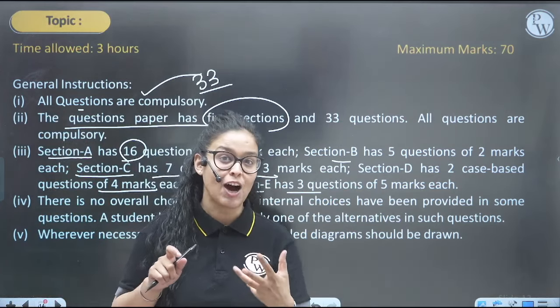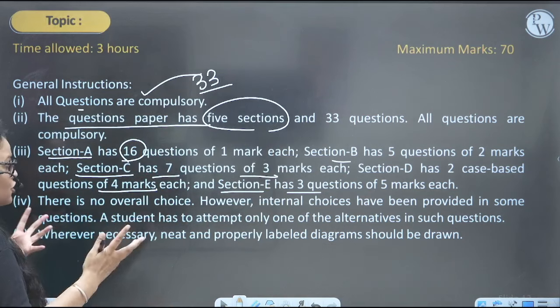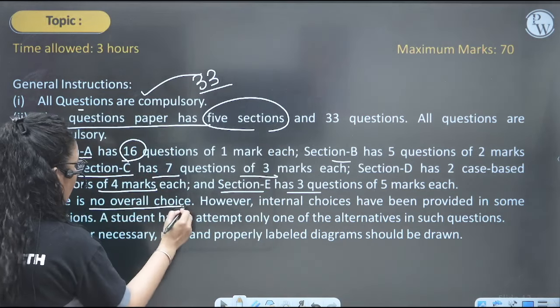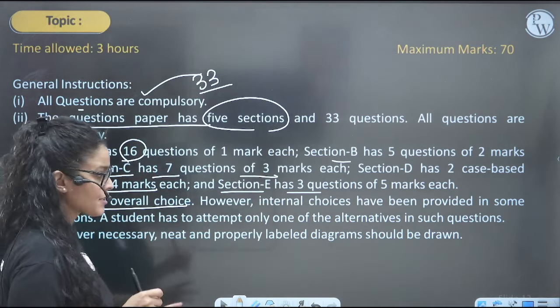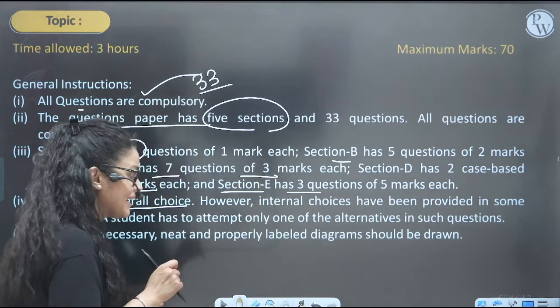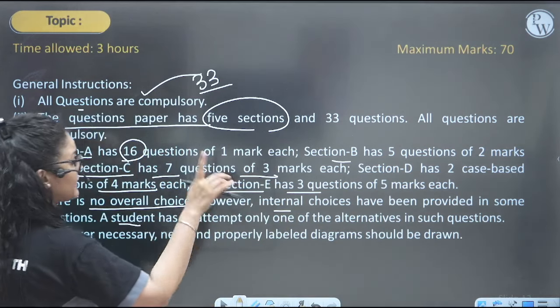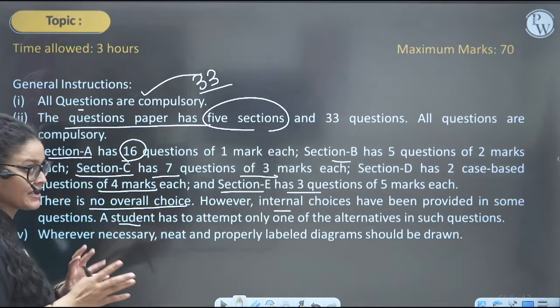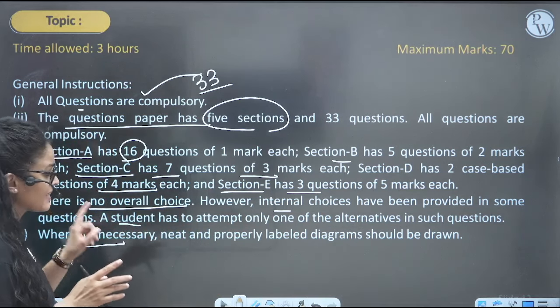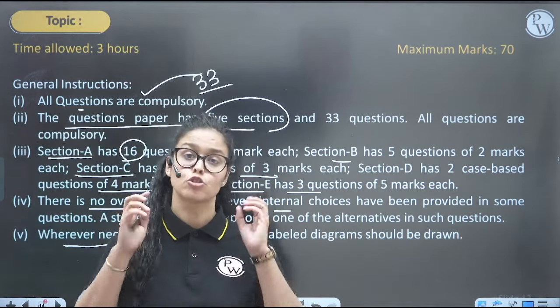So this is how you have to start from the section, whatever section you feel easier, right? There's no overall choices. So you have 33 questions. You have to attempt all the 33, but you have internal choices, as I have told you, right? So internal choices will be provided to you, and the student has to attempt only one of the alternatives in such questions. Whenever necessary, a neat and properly labeled diagram should be drawn, flow chart, point form.